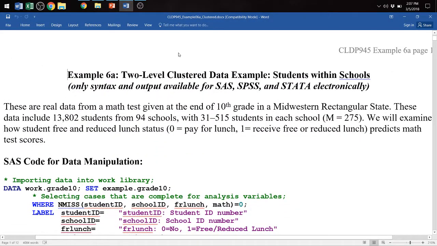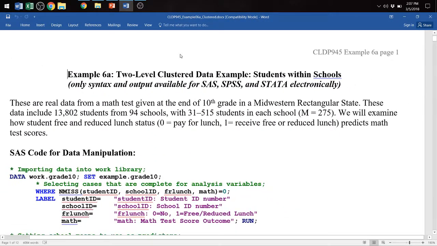So here's my context. Here's example 6A. This is one of my favorite data examples because it is 100% real. I did not mess with these data in any way. They came straight from an end of 10th grade math test in another Midwestern rectangular state. I will let you guess which one.